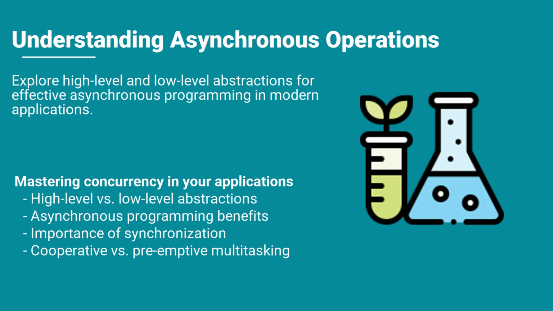We can broadly categorize abstractions over concurrent operations into two groups: high-level and low-level abstractions. In this segment, we'll focus on handling asynchronous operations, breaking down how these abstractions work and how they can be effectively utilized in modern programming.